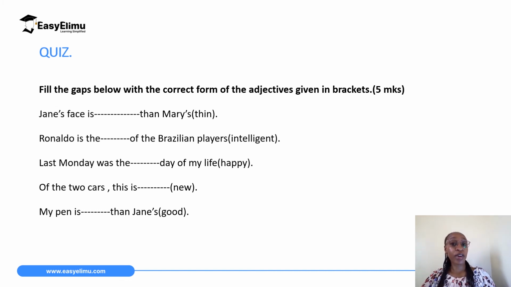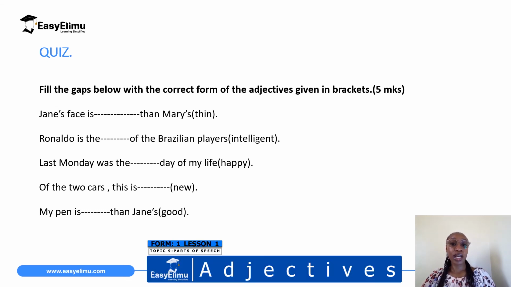For further practice, you can have a look at the quiz. You're supposed to fill the gaps with the correct form of adjectives given in the brackets. So I can do one, then you do the rest. My pen is dash than Jane's, and the adjective is good. So before we even attempt to answer, the first thing is to look at that sentence. My pen is dash than Jane's.